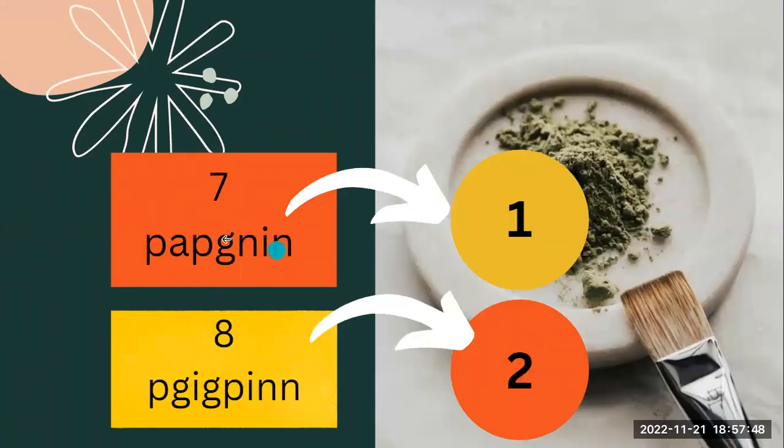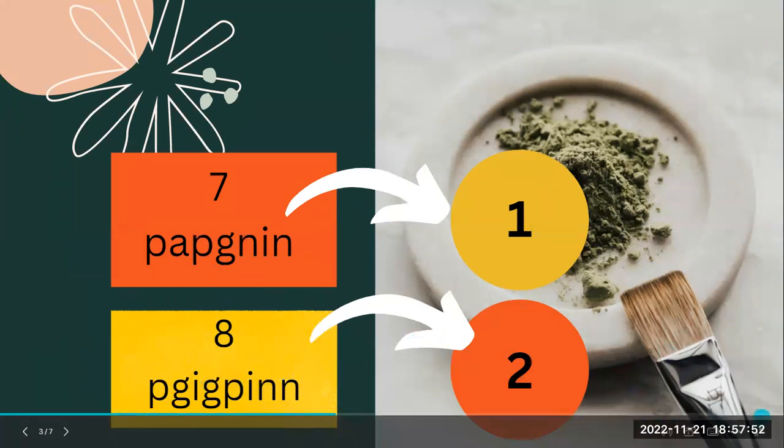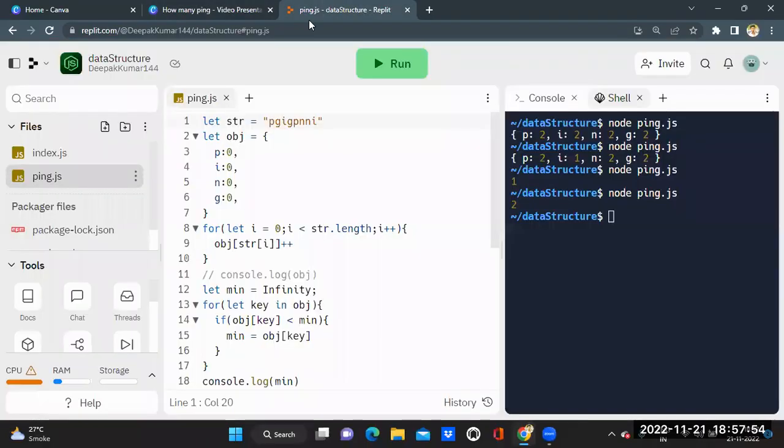And in this only one, because i is presented once. And using this string, suppose there is no p in this. Okay, there is no p in this, then what is the output? 0. Okay, I hope you understand.